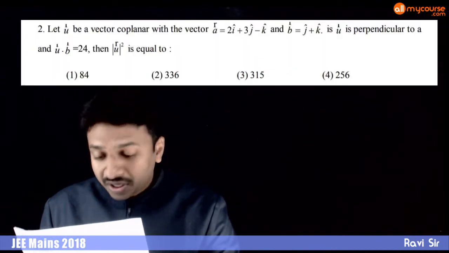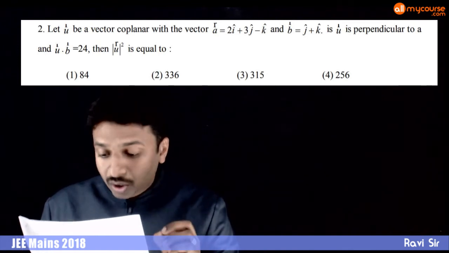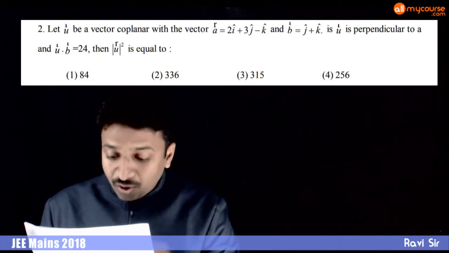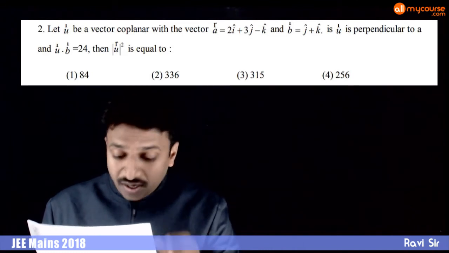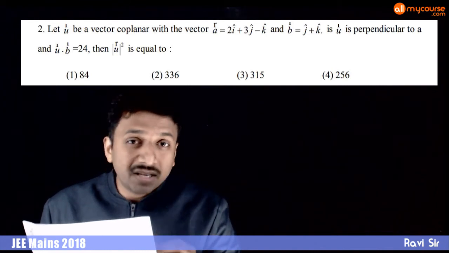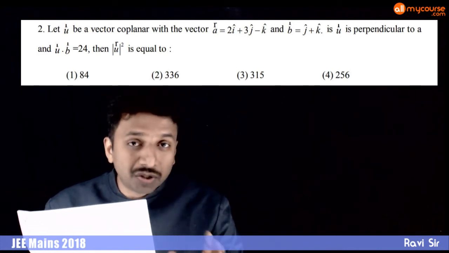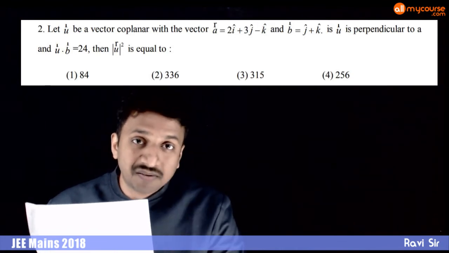So now the question number 2. In this question, you're given that u bar is a vector coplanar with vectors 2i plus 3j minus k and j plus k. And u bar is perpendicular to a bar, and u dot b is 24. You're asked to find mod u whole square. This is a very straightforward question based on vector triple product. And once you solve this question, you get the answer as 336. So 336 is the answer to this question.